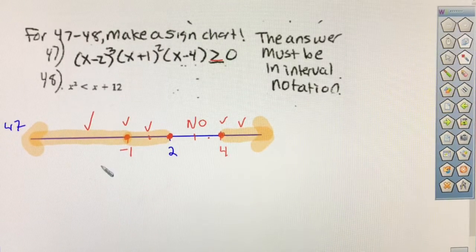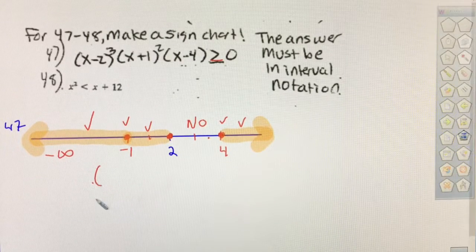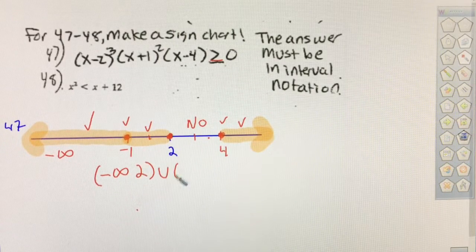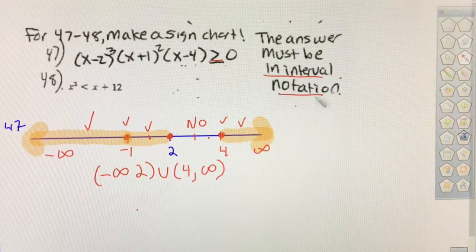So in interval notation for number 47, whoops, negative infinity does not get a bracket. It gets a parentheses. And it's going to start at negative infinity and go all the way to 2. Union, and then pick up at 4. And then go all the way to positive infinity. And that's the interval notation.